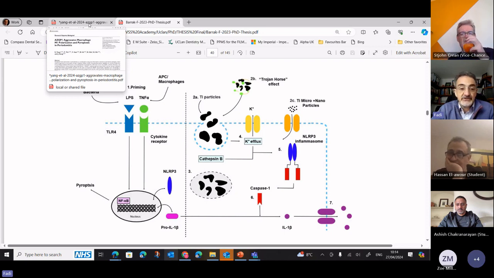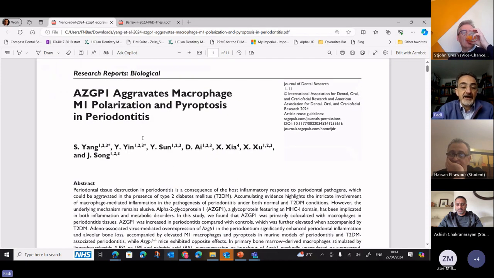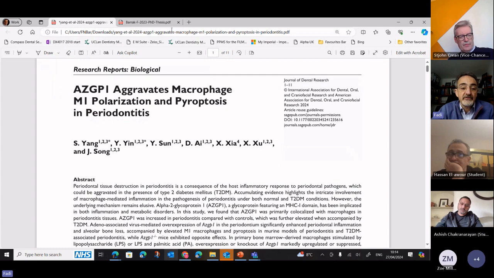So going back to this study, they are looking at how macrophages are polarized towards M1 macrophages, and what happens with the process called pyroptosis. You will have heard of apoptosis, a programmed cell death. Pyroptosis is a type of programmed cell death in response to inflammation. So in periodontal disease, people have found higher levels of M1 polarization and pyroptosis.